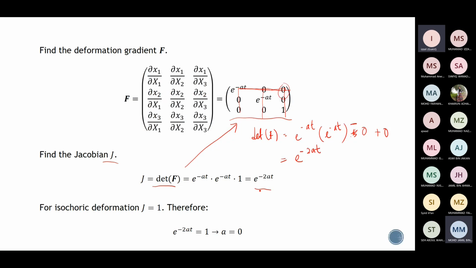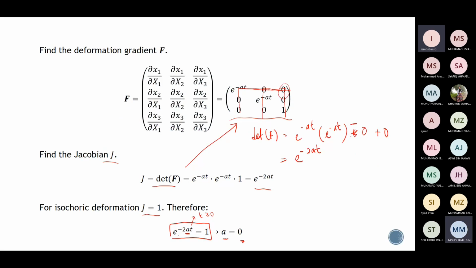Okay, so similar with this one. And then for isochoric deformation, we know that the Jacobian equals 1. So when the Jacobian equals 1, you get this equals 1. And then just find the value of A. To get A, you can use a calculator or use the knowledge of index numbers. So any index number to the power of 0, you get 1. Okay, so A equals 0, because time is always positive just now. So for A equals 0, the motion is isochoric. Okay, the calculation in midterm and final exam questions is just like this. So try to understand. Alright.